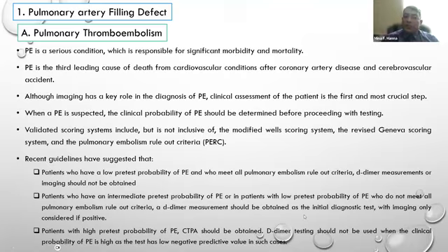For a patient with high pretest probability for PE, CTPA should be obtained, and D-dimer testing should not be used when the clinical probability of PE is high, as the test has low negative predictive value in such cases. If the patient already has high probability, you don't ask even for the D-dimer before the scan. So it is very important to correlate the probability and the D-dimer before proceeding with the CT. Is this patient low or intermediate or high probability? If intermediate, do you have a D-dimer or not? If low, let the patient go as needed. If high probability, go for the CT directly, even without doing D-dimer. Don't waste more time.